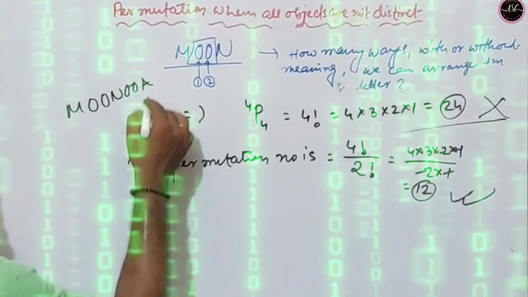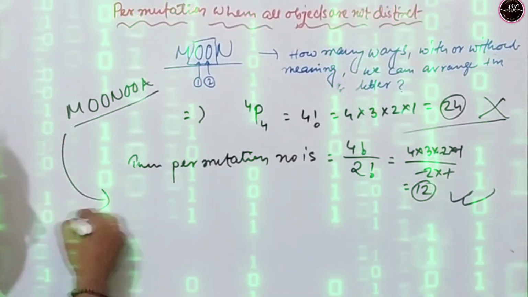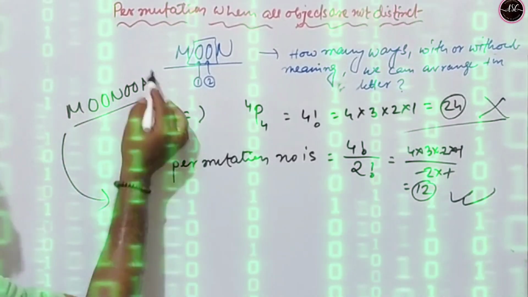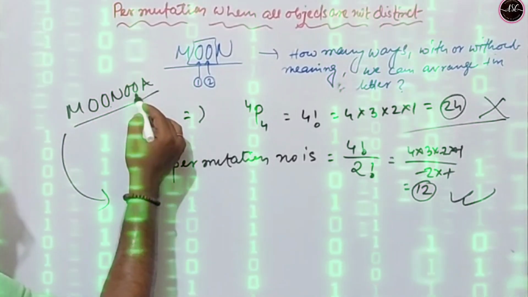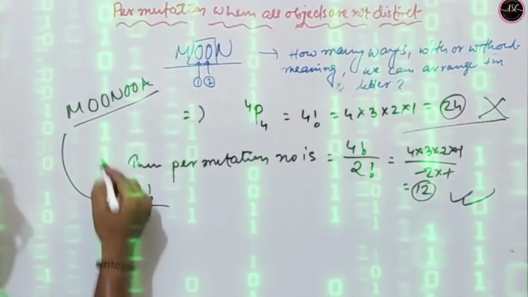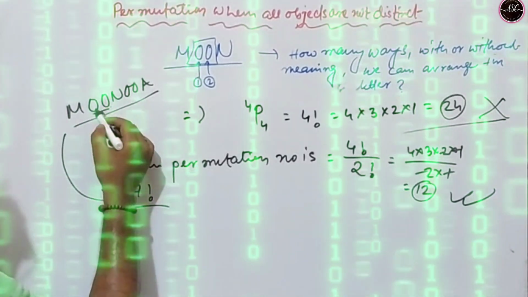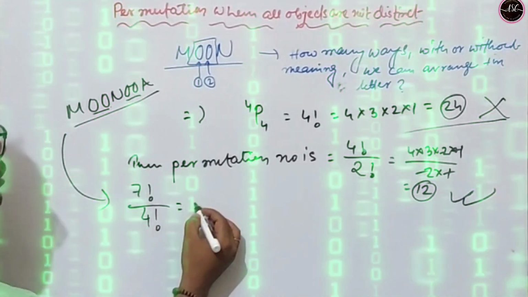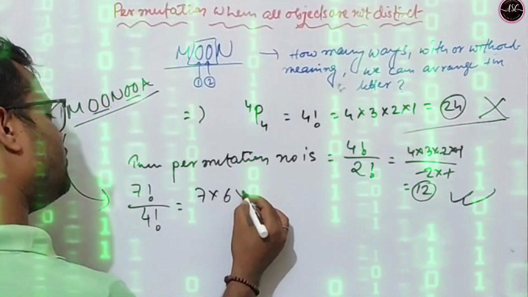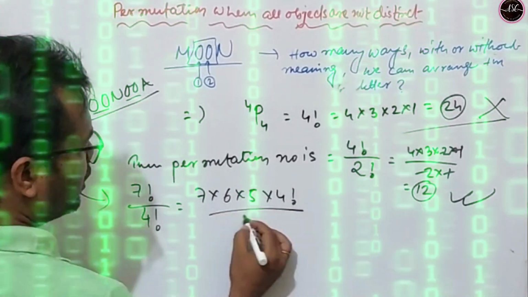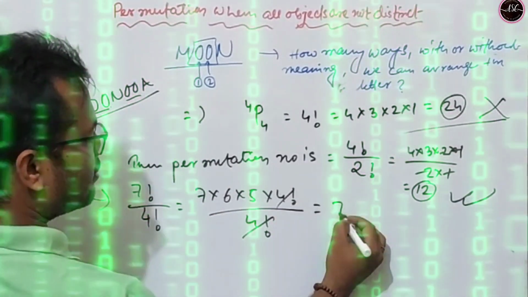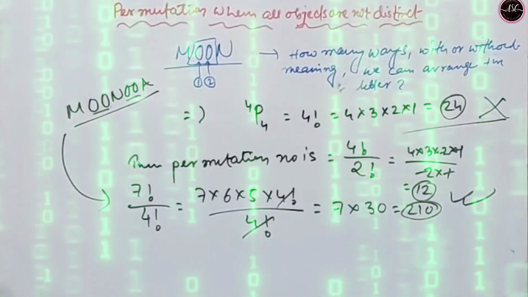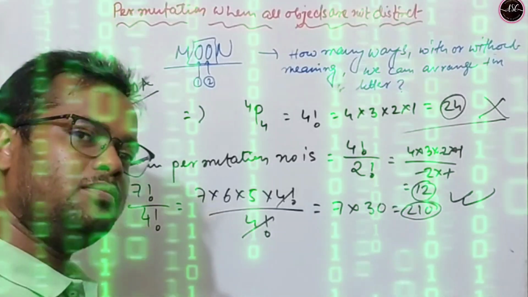Suppose there is the word MOONA, Munna. Then what is the permutation number? How many letters are there? 3, 4, 5, 6, 7. So we write 7 factorial divided by the repeated letters. O is repeated 4 times, so divided by 4 factorial. So just calculate 7 into 6 into 5 into 4 factorial divided by 4 factorial. 4 factorial cancels out. 7 into 6 into 5 is 210 ways. This type of problem can be solved in this way.